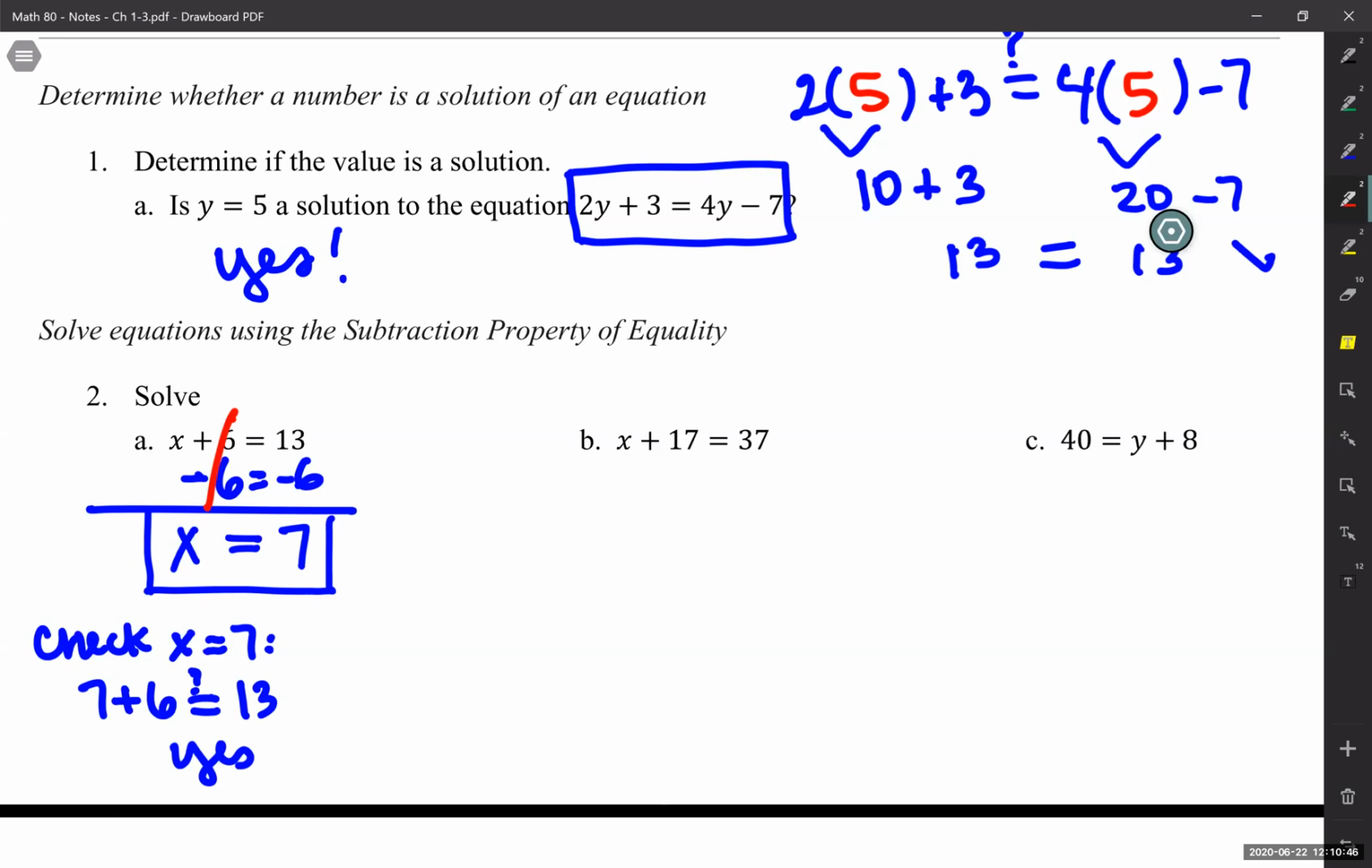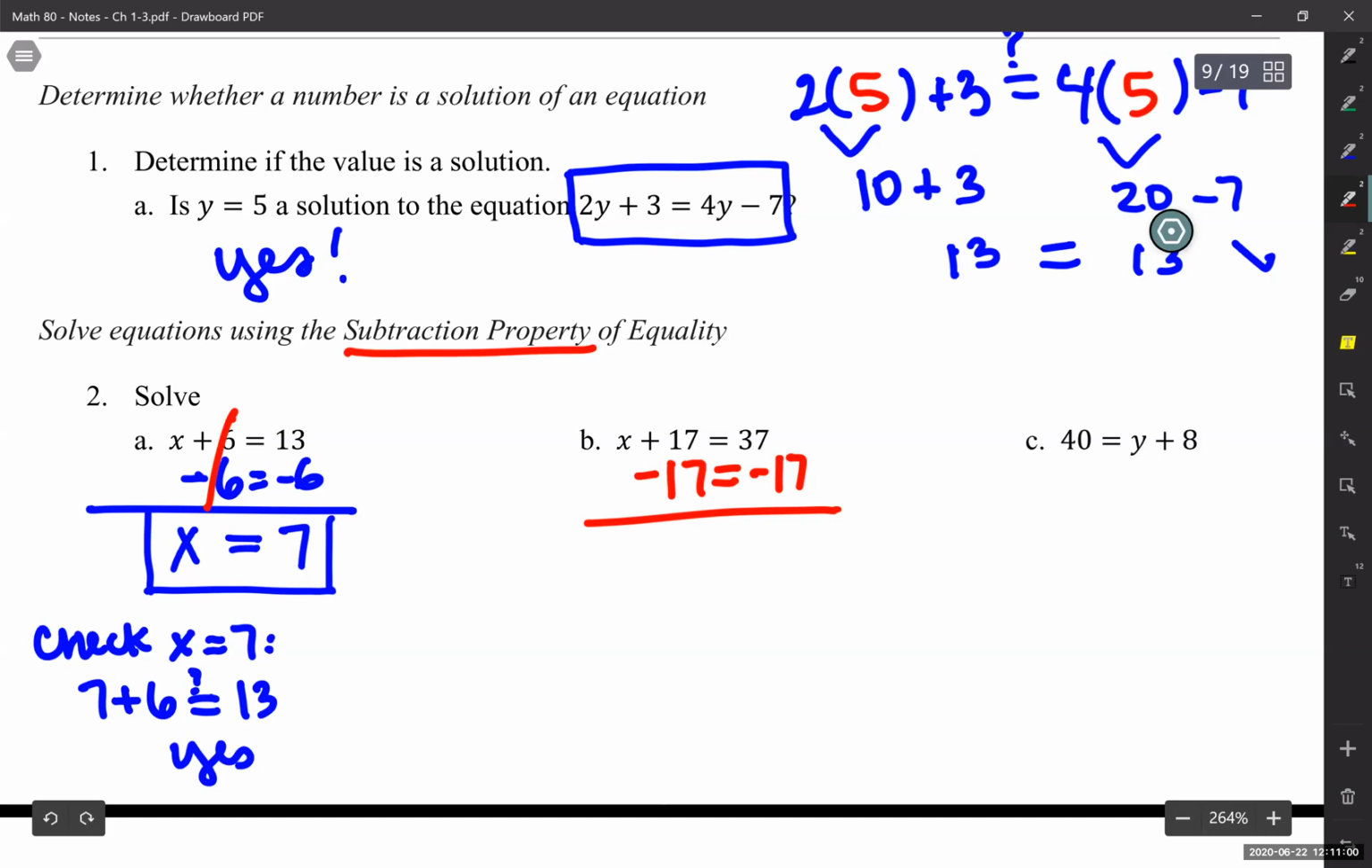So I'm going to see that I'm adding 17 to x. So to undo that, I'm going to subtract. Notice I said these were all addition equations because they are, but we're using the subtraction property because subtraction and addition are inverses. That means if I want to undo addition, I need to do subtraction. So again, we have this zero pair, 17 and negative 17, which gives us just x on the left-hand side, and then 37 minus 17 is 20.